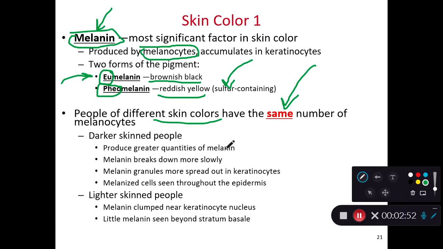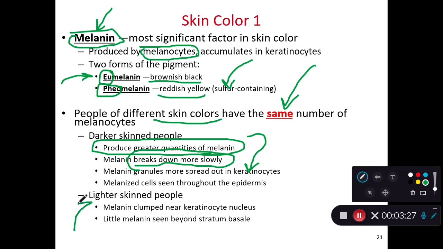So the biggest factor for fair skin versus dark skin is the activity. Dark skinned people have more melanin produced than light skinned individuals. And this melanin is going to spread out more evenly through the keratinocytes of the epidermis. And because it spreads out more evenly throughout the keratinocytes of the epidermis, it is going to be present for a longer period of time. It breaks down more slowly.